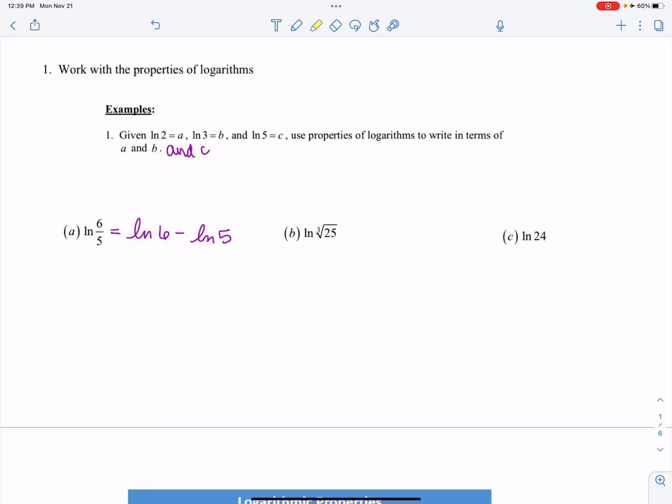Now, remember, it gave us that the natural log of 2 is A, the natural log of 3 is B, and the natural log of 5 is C. What we've done here is we have a natural log of 5, so that is something that we can rewrite, but we don't have anything for 6, so we're going to have to do a little bit more rewriting here. So we can rewrite 6 in terms of 2's, 3's, and 5's, right? We can rewrite that as the natural log of 2 times 3.